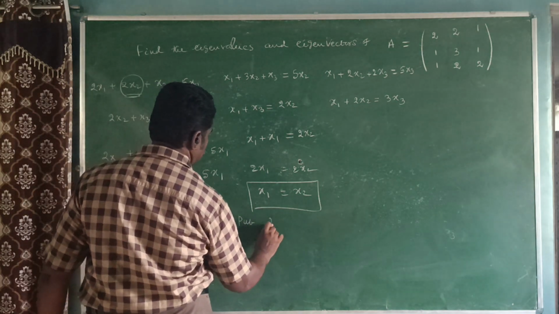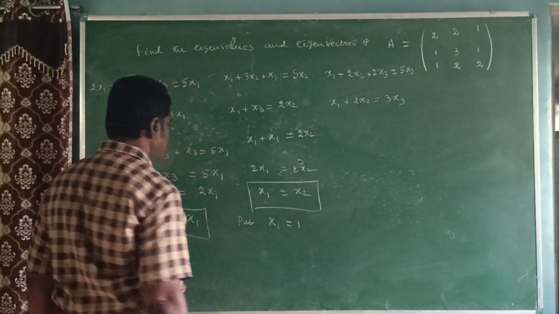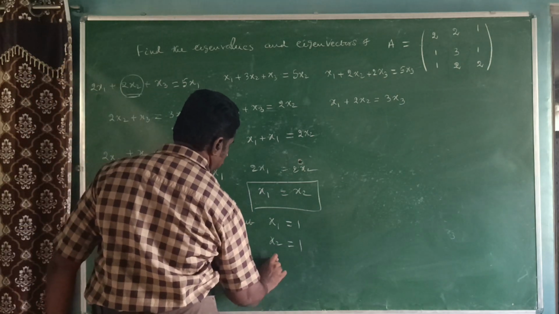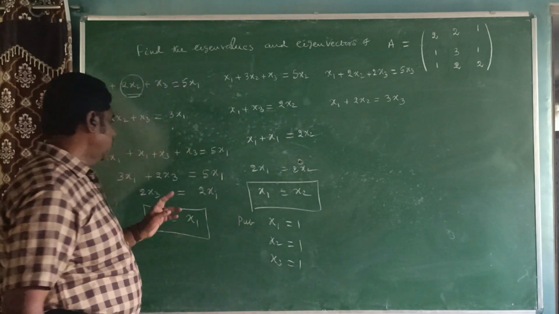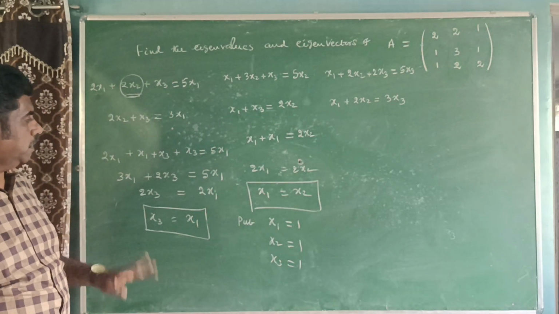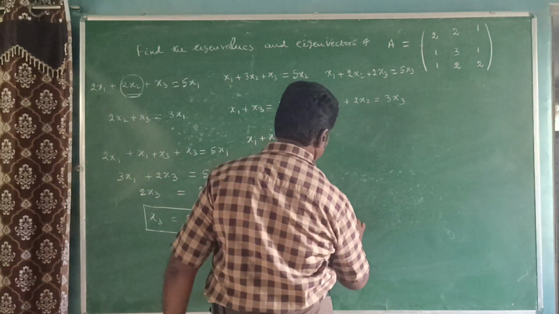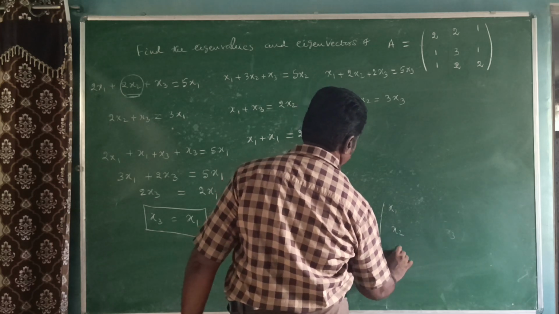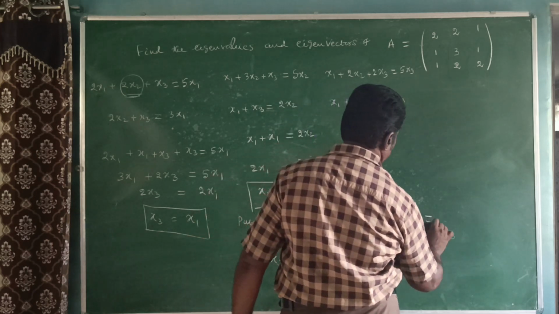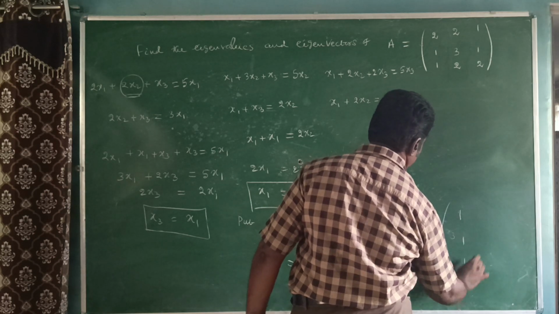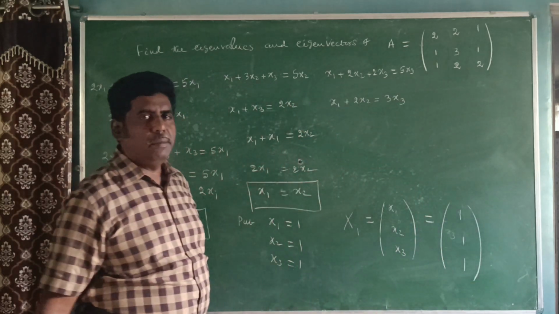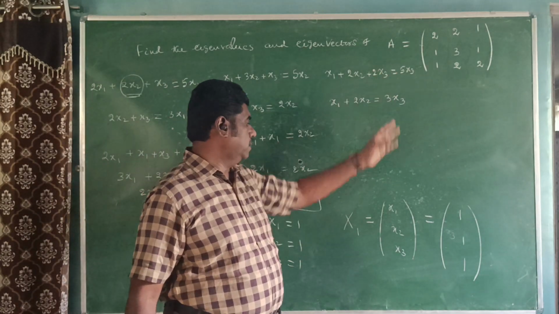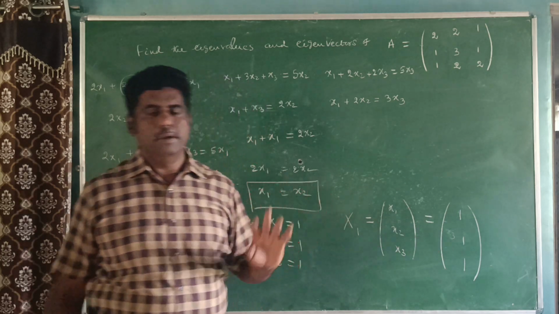Put x1 is equal to 1. If you put x1 equal to 1, x2 equal to 1, x3 is also 1 because x1 equal to x2 equal to x3. Now the first eigenvector x1 equal to small x1, x2, x3 which is equal to 1 1 1. Suppose the value of lambda, that is eigenvalue, is 5, the characteristic vector of this matrix is 1 1 1.